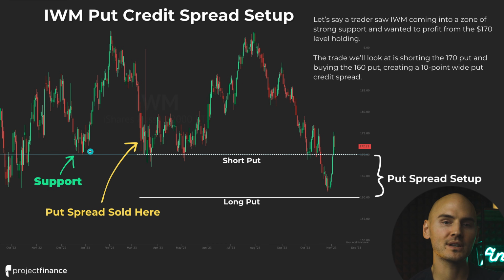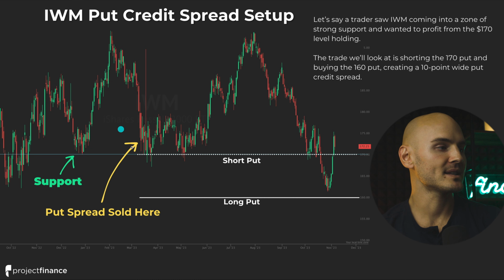We can see that once IWM came down to this support level of 170, the stock price chopped around a little bit and then rocketed higher. Let's say that as IWM came back down into that 170 price level, a trader believed that the support level would hold, and so they wanted to play it with a put credit spread strategy.